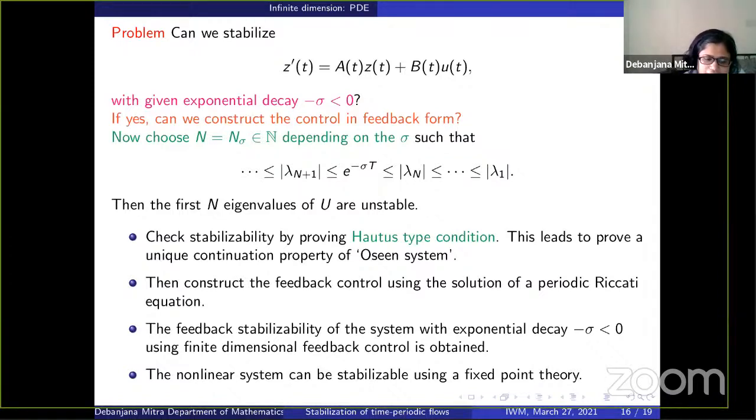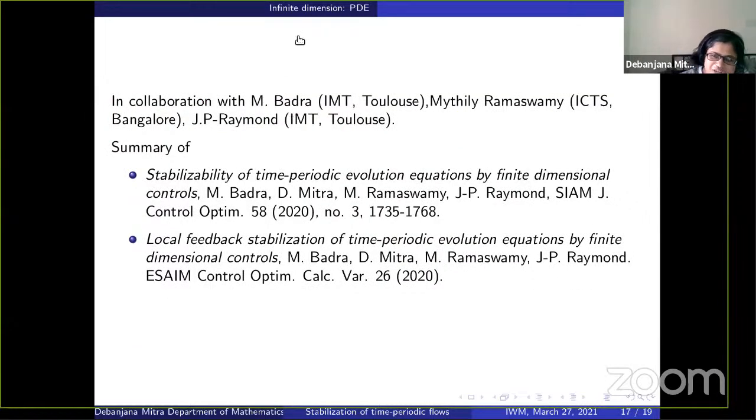And then once we stabilized the linearized system, then the control is used even to stabilize the nonlinear system using a fixed point theory. So I just briefly mentioned all this, I know. For the details I refer to these two papers, which are on MathSciNet, I think.